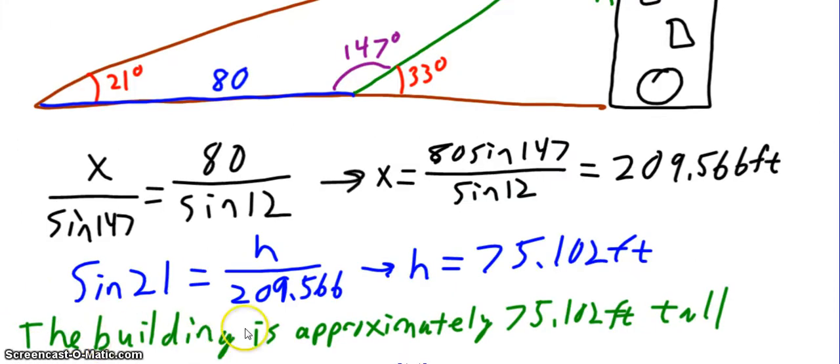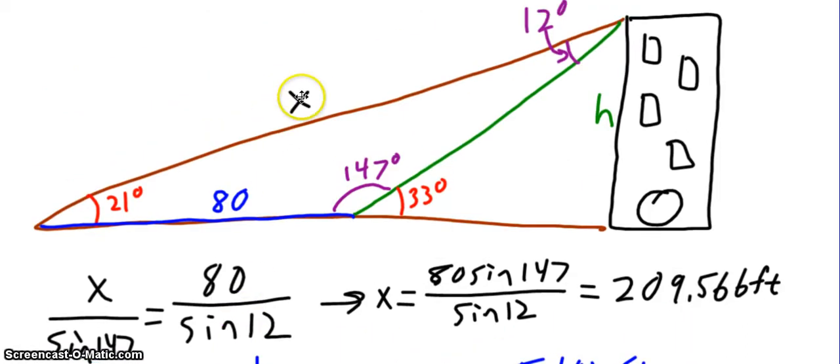Okay, so here we end up with the building is approximately 75.102 feet tall. How do I come up with that? Well, I used the law of sines to find x. So I said x over the sine of 147 equals 80 over the sine of 12. And then I solved for x, and I got x is 209.566 feet.